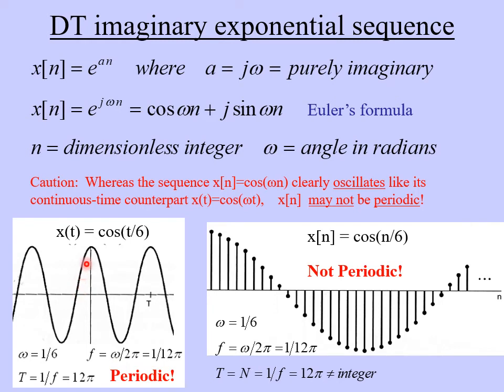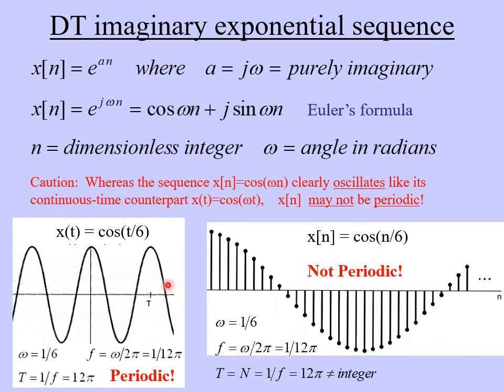The period of this function is equal to 1 over the frequency. So we take the reciprocal of 1 over 12 pi, and we get a period of 12 pi. And of course, this function is periodic because it repeats itself over and over every 12 pi seconds.